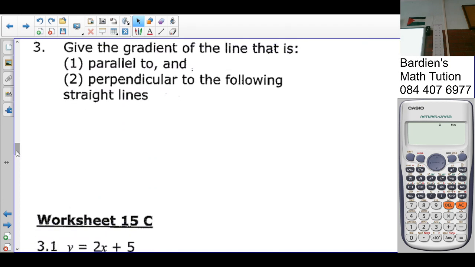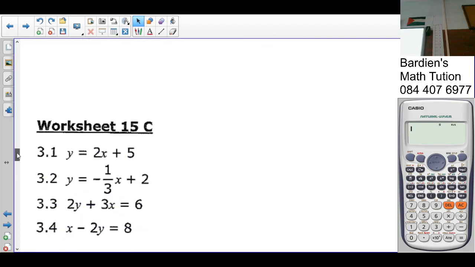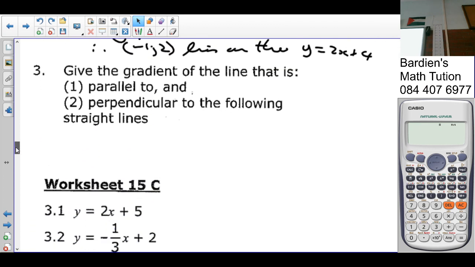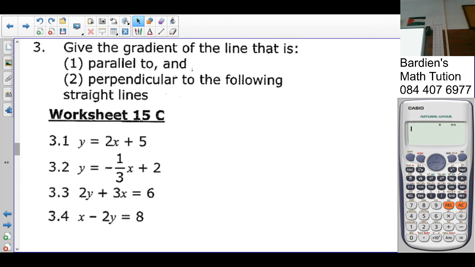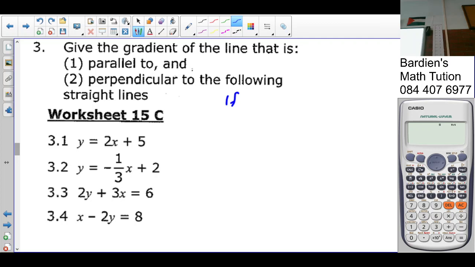Give the gradient of the line that is parallel to, and perpendicular to, the following line. Oh, here it is. Oh, rats. You're going crazy already? But not yet, okay? So, they want to know which lines are parallel or perpendicular. People, if lines are parallel, what do we know? The gradients are equal. Yes, absolutely.